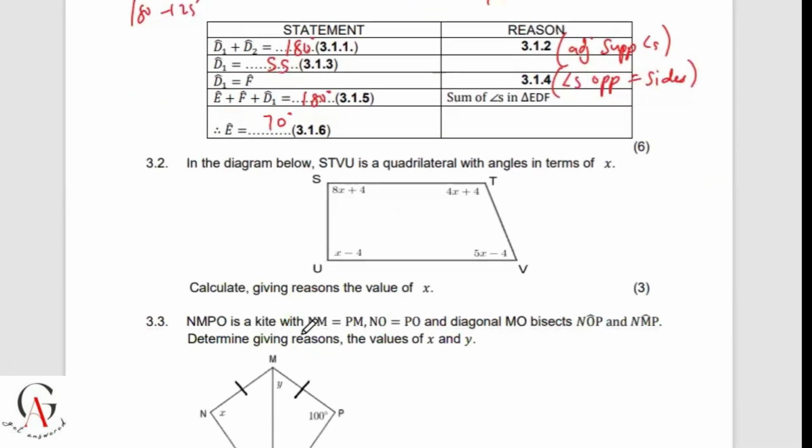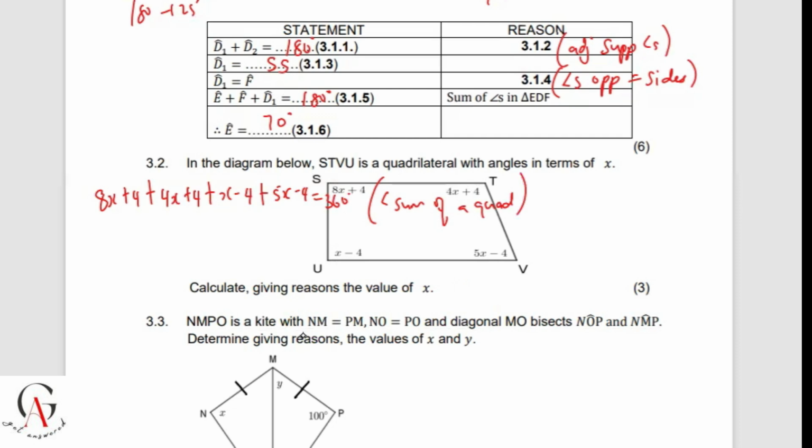Then 3.2 is a quadrilateral. The diagram STV is a quadrilateral with angles that have x in them. Calculate the value of x. So if these are interior angles of a quadrilateral, they must all add up to 360 degrees. So I'll say 8x plus 4 plus 4x plus 4 plus x minus 4, then I'm adding 5x minus 4. This must give me 360 degrees. So you can say the angle sum of a quad.